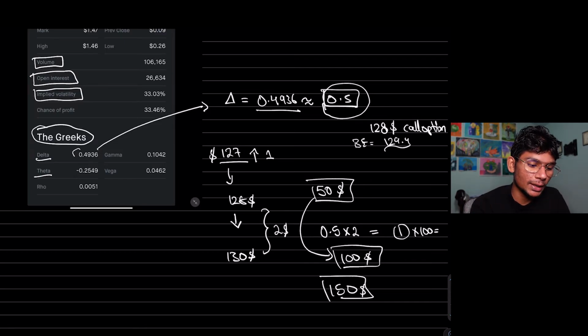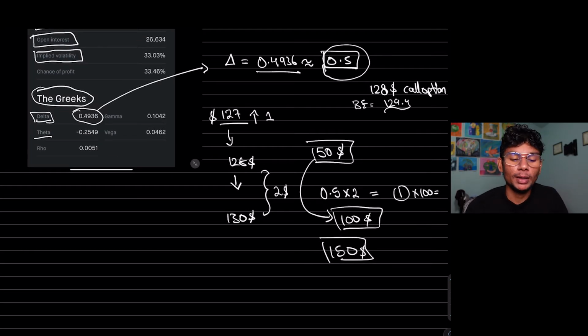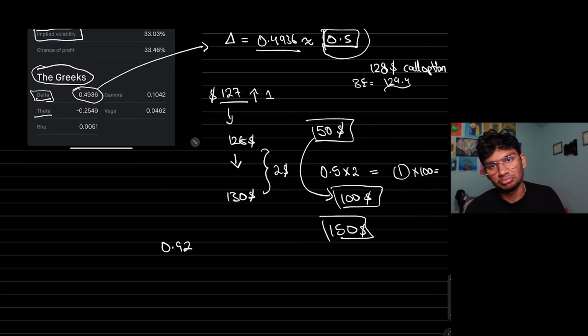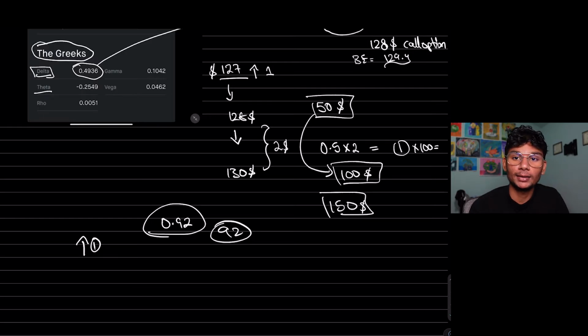You want to make sure anytime you're buying a call option or a put option, make sure that delta is very high. The higher your delta, the more money you make. Let's say instead of 0.5, the delta is 0.92. Why not? So anytime the Apple stock goes up by $1, you'll be making $92 back. Okay? That's how you gotta think.